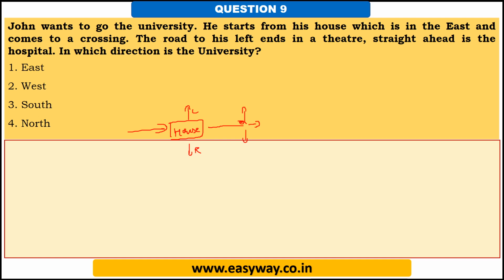Now it is said that the road to his left ends in a theater. So this is the left side, so that means this will end in the theater. And next it is said that straight ahead is the hospital. So this is straight ahead, so this will be the hospital. Next it is said, in which direction is the university? Now we are left with only this direction, so here will be the university. So the answer here is that the university is in the south. Option number 3 is the correct answer.